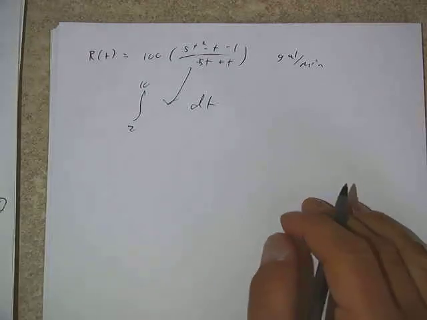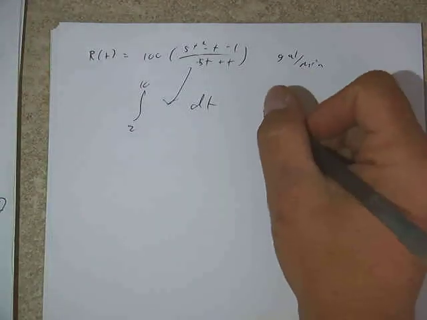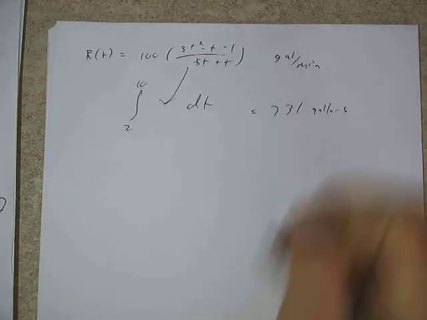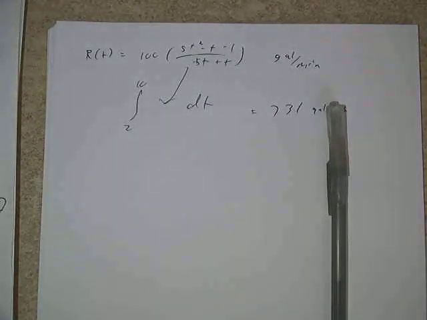What else? Number 44 says silt is being dredged out of a river bed at a rate of R of t equals 100 times (5t squared minus t minus 1) on top, over (5t squared plus t) on the bottom. And this is in gallons per minute, keep that in mind.